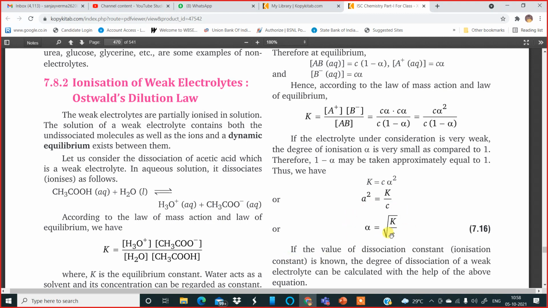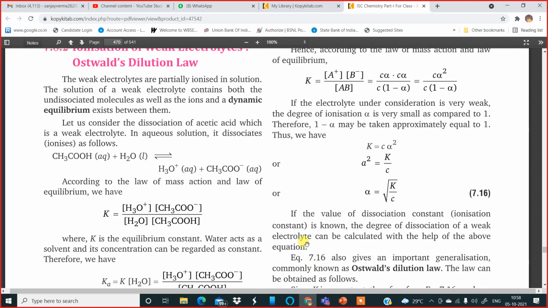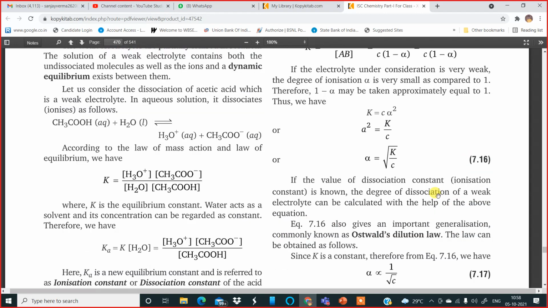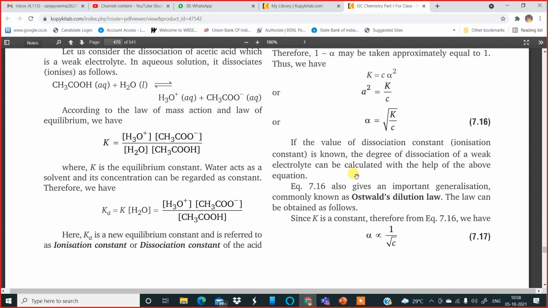Okay, so if the value of the dissociation constant K is known, or alpha is known, the degree of dissociation of the weak electrolyte can be calculated with the help of the above equation 7.16. Based on this equation, alpha is under root K by C, because this C stands for the concentration of the substance.